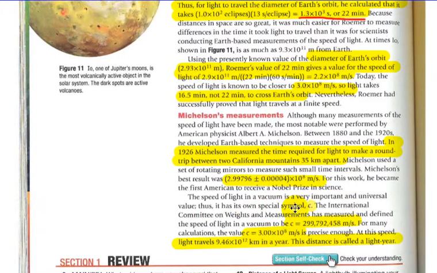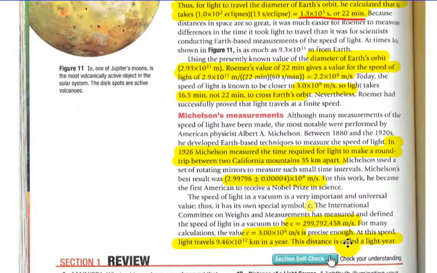The speed of light in a vacuum is a very important and universal value. That's its own special symbol, little c. And of course you've seen that in E equals mc squared, that c is the speed of light. The International Committee on Weights and Measures has measured and defined the speed of light in a vacuum to be 299,792,458 meters per second, but for many calculations we can simply use 3.00 times 10 to the 8 meters per second.